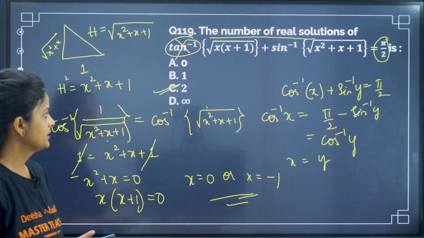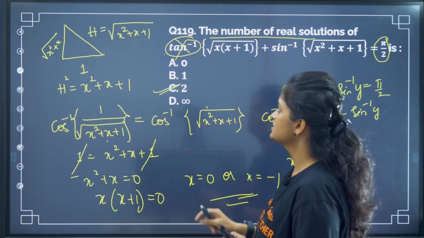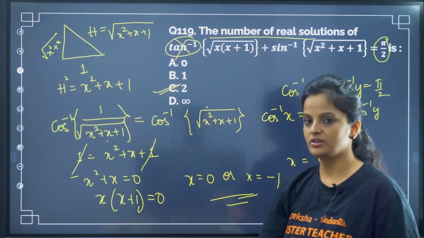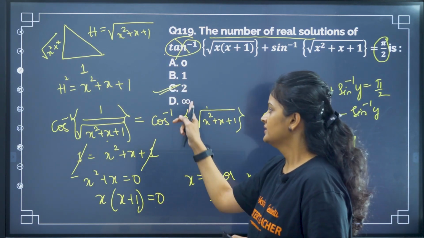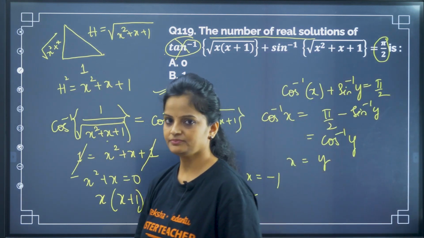Okay, got to know the method. The pattern is important here. Number of real solutions they have asked. If it is possible to bring it as the same inverse trigonometry function, do that. Then eliminate, work on the terms, you will get the answer.